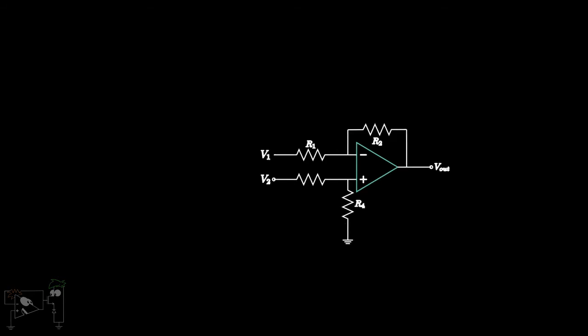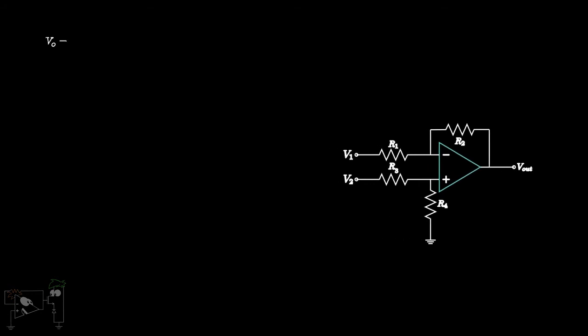Consider the following difference amplifier. The value of the output is the following. Now suppose we choose R2 upon R1 equal to R4 upon R3. The output is given by R2 by R1 into V2 minus V1.